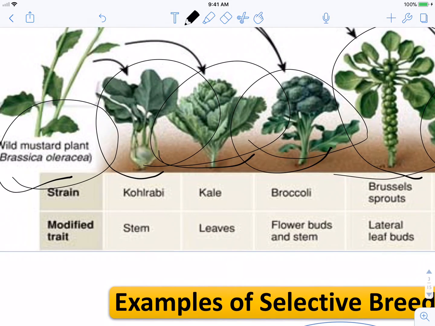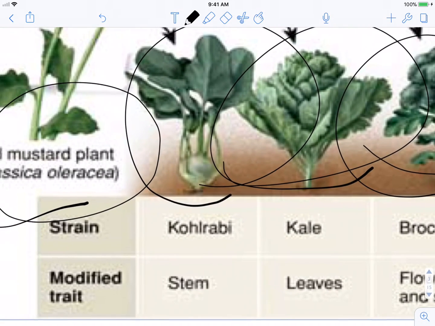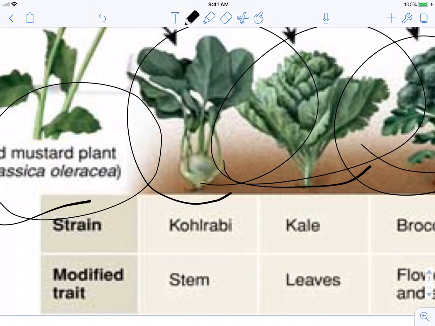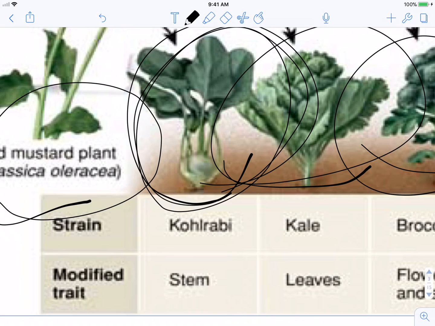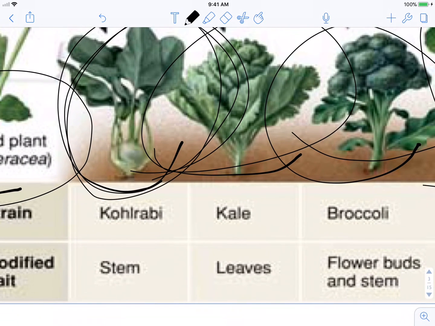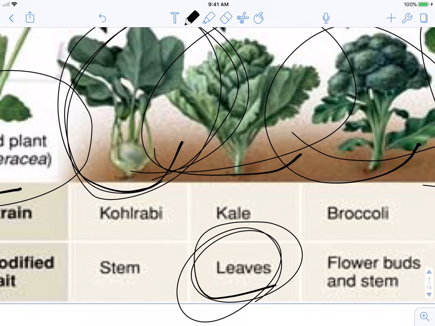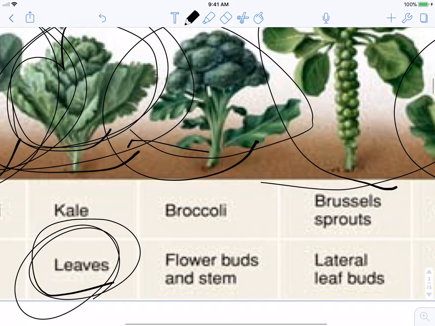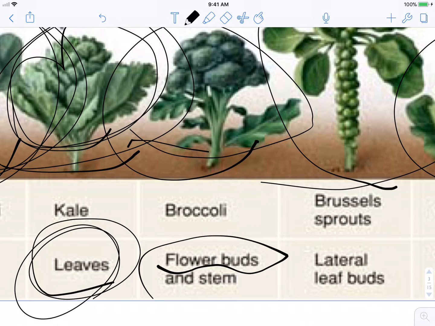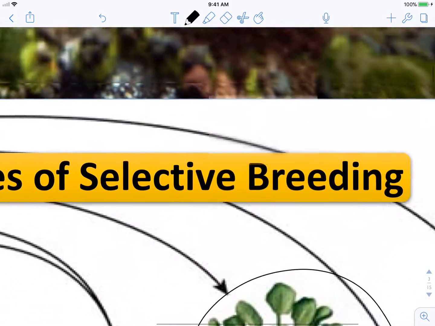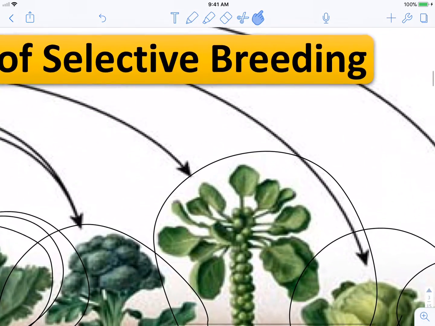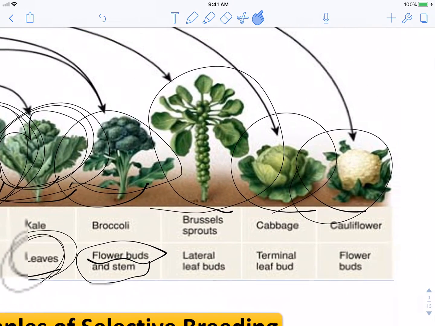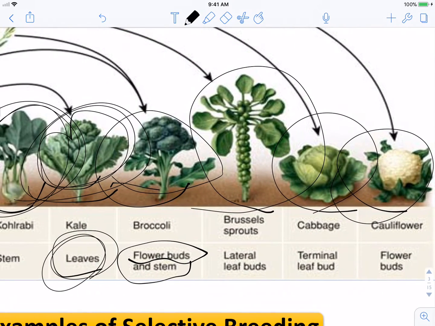If we wanted to breed for mustard plants with really big stems, over roughly 500 years, we get kohlrabi. If we wanted to breed for the leaves of the mustard plants, over 500 years, we could get kale. If we wanted to breed for the flower buds and the stems, we could get broccoli. You guys get the picture. So what we're doing is we are breeding for different traits of the mustard plant.